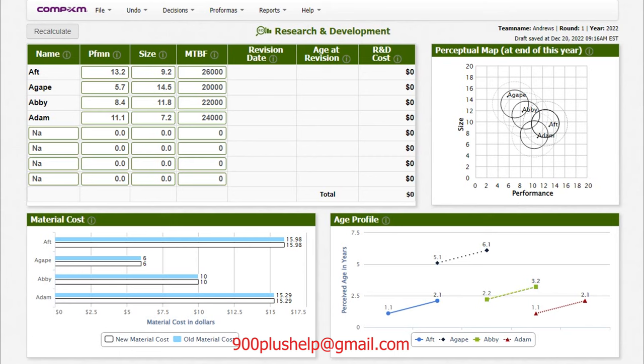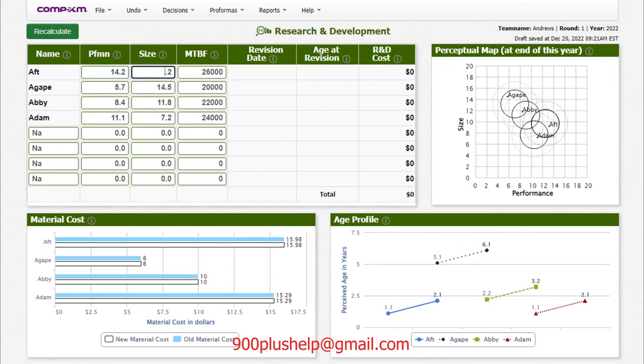So if we go to R&D right now, we'll start with our first product, which is Aft. This is an elite market segment product. So I'll give Aft 14.2, that is its performance, and reduce its size to 8.2.